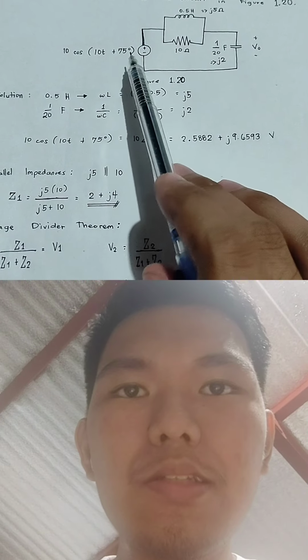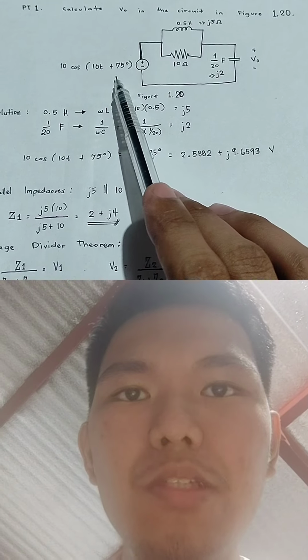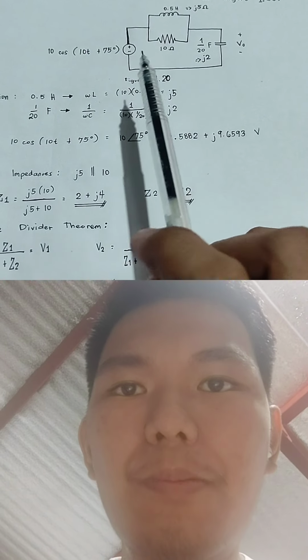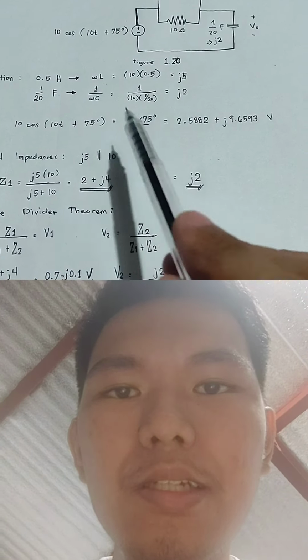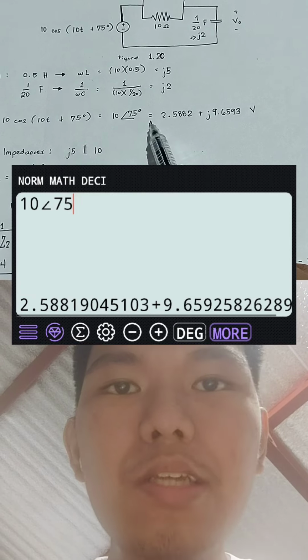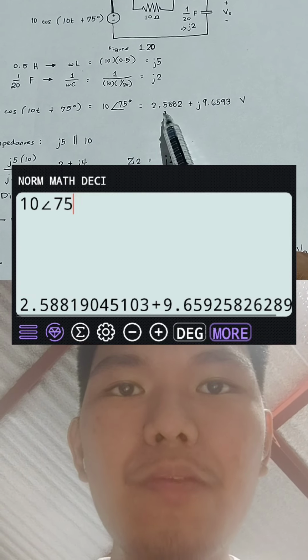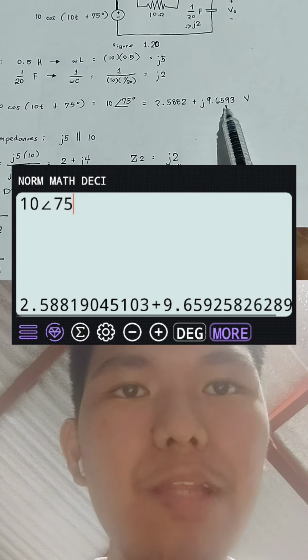As we can see in the voltage source, we can convert it to its polar form or rectangular form. 10 cos(10t + 75 degrees) is now equal to 10 angle 75 degrees, or in the rectangular form, 2.5882 plus J9.6593 volts.